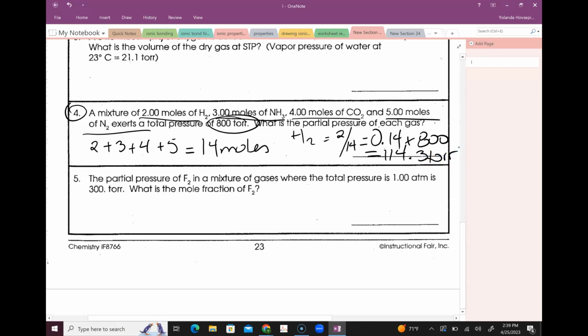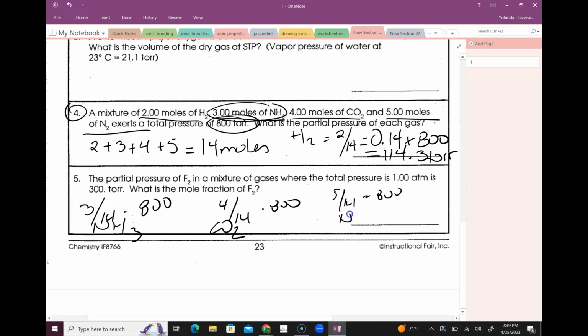Now, how about the other ones? Well, 3 moles of NH3 is, I'm going to write it here, 3 out of 14 times 800, right? And then you get the idea. 4 out of 14 times 800 would be CO2. So this would be NH3. This would be CO2. And then the 5 out of 14 times 800 would be the N2. So this is the idea behind Dalton's law, where P total equals the partial pressure of NH3 plus the partial pressure of hydrogen plus the partial pressure of carbon dioxide plus the partial pressure of N2.